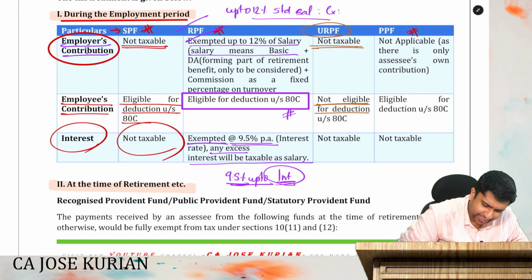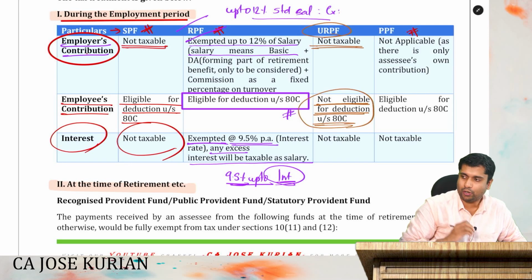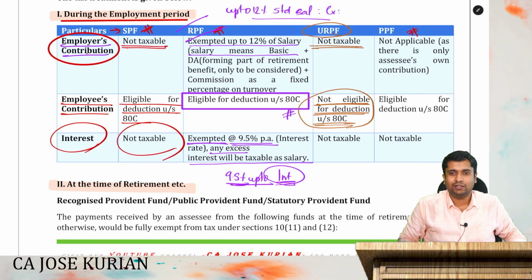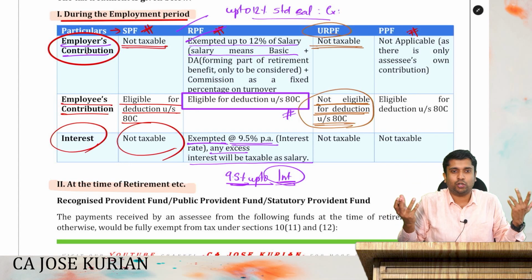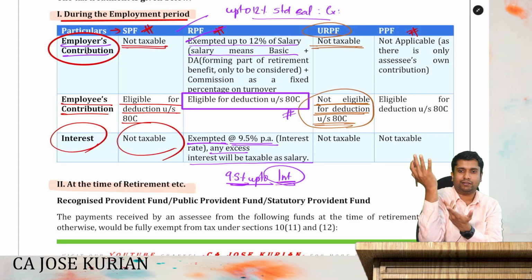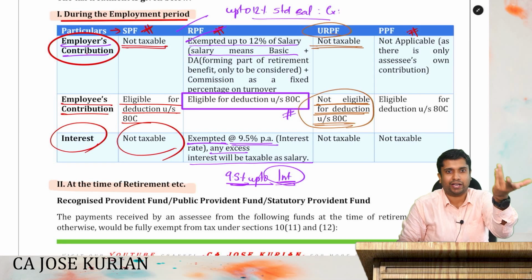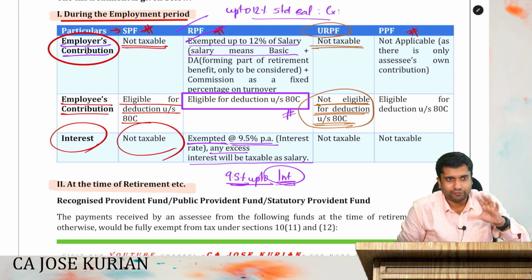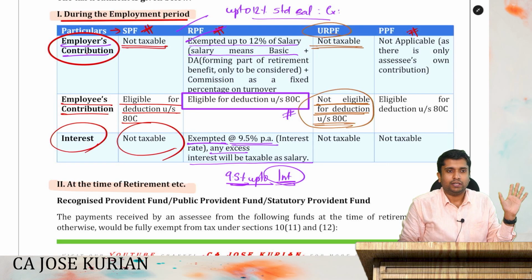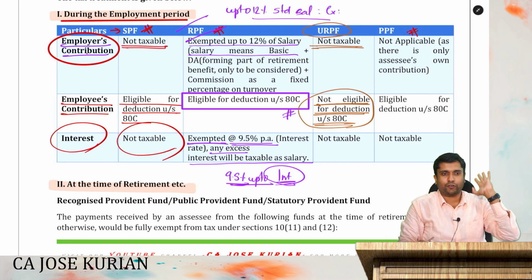When the employee himself is contributing from his own pocket to URPF, no deduction. Why no deduction? Income tax department does not know to what fund you are contributing. They only know you are contributing to something. Why should we give deduction for your some kind of contribution? We shouldn't. So they say we will not give any deduction for your URPF contribution.